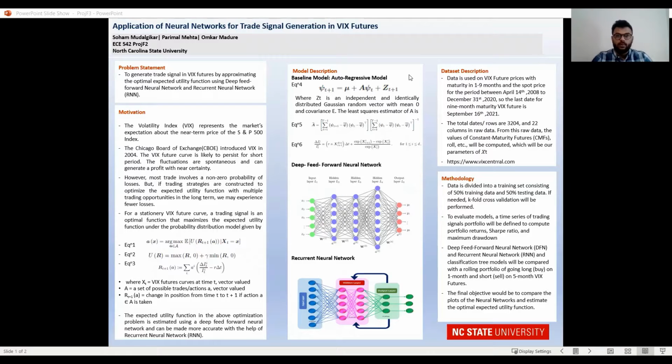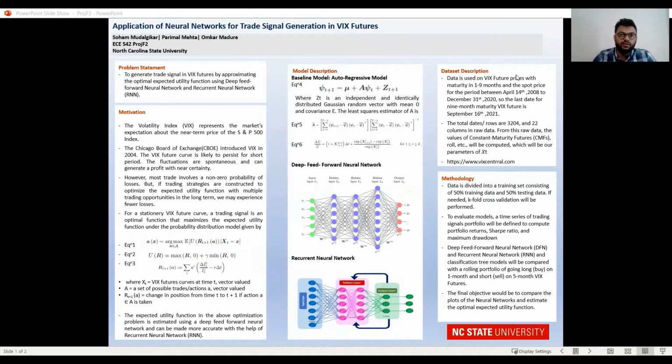Hello everyone, we are team number 12 and the topic of our project is application of neural networks for trade signal generation in VX futures. Problem statement. Our problem statement is to generate trade signals in VX futures, which stands for volatility index futures, by approximating the expected utility function using deep feed-forward neural network and recurrent neural network.